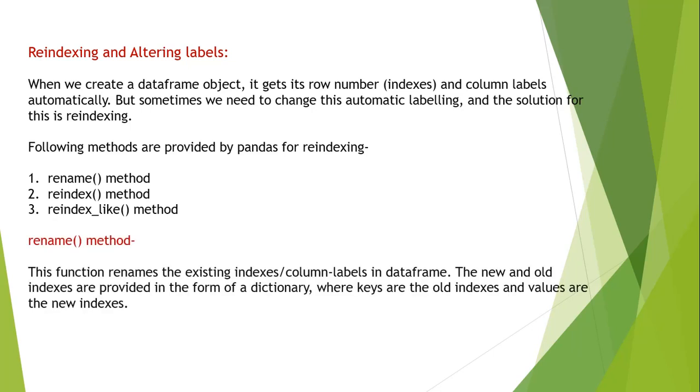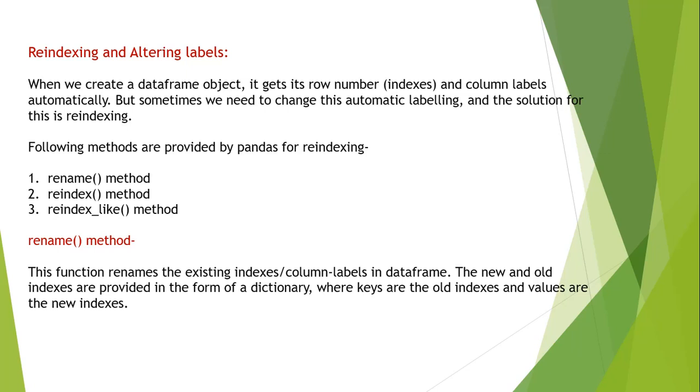Now first let's talk about the rename method. This function renames the existing indexes or column labels in a data frame. The rename method means that you already have the names of the indexes and now you want to give a new name. Suppose you have the indexes 1, 2, 3, 4, 5, and now you want to rename them like A, B, C, D, E, F. That is the rename method.